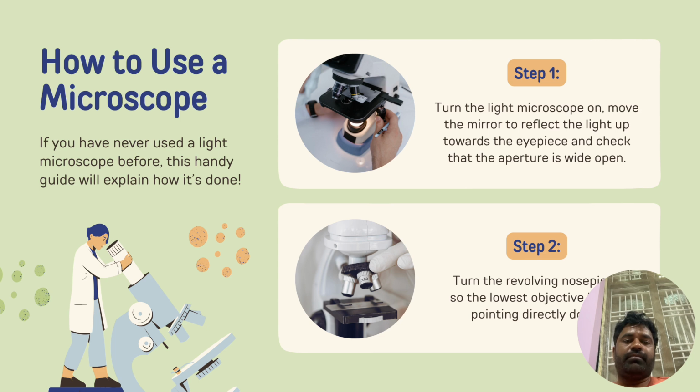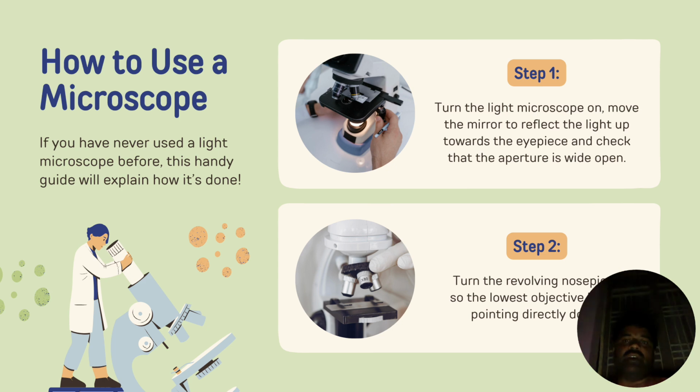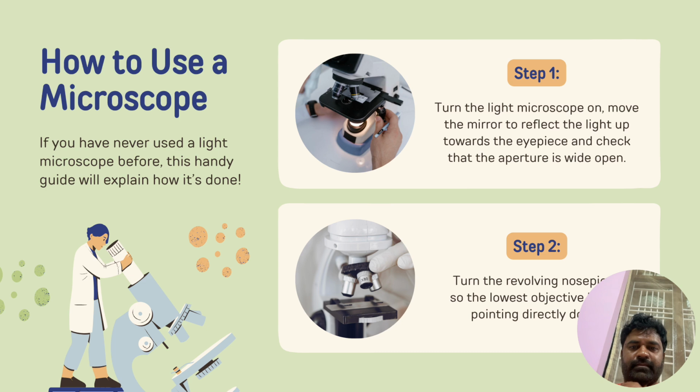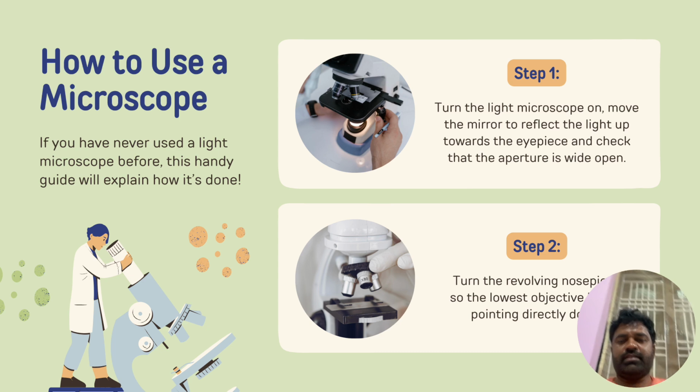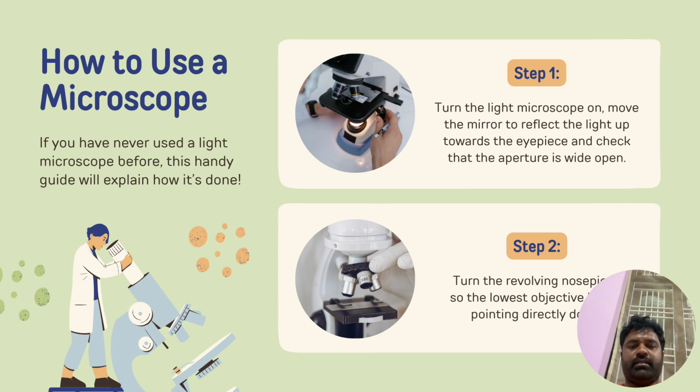How to use a microscope? If you have never used a light microscope before, this handy guide will explain how it's done. Step 1. Turn the light microscope on. Move the mirror to reflect the light up towards the eyepiece and check that the aperture is wide open. Step 2. Turn the resolving nosepiece so the lowest objective is pointing directly down.